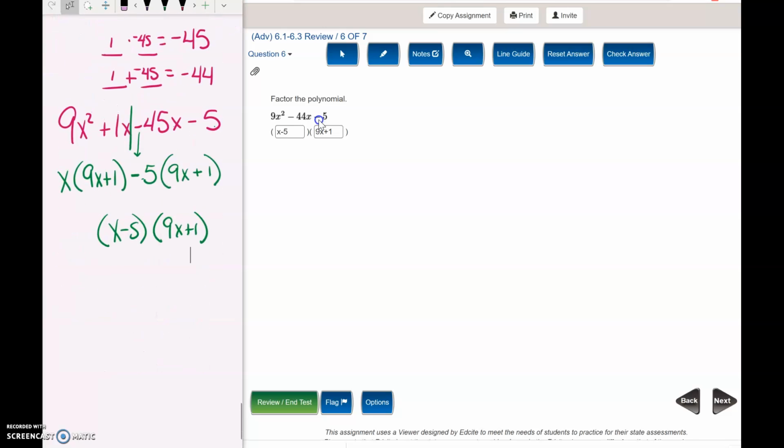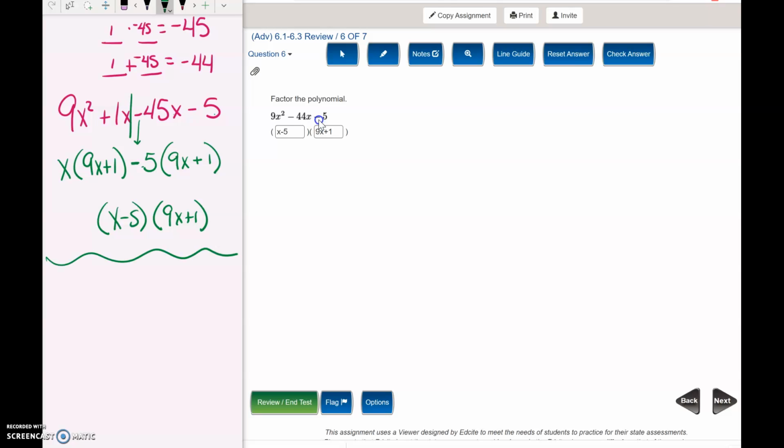Now, if I had decided not to do factor by grouping, but guess and check. Okay, because my numbers are 1 and -45, that 1 tells me that this is going to be 9x and 1x. 9x times something is not going to give me 1x, it's going to give me -45x, so that needs to be a -5, because 9 times -5 is -45. X times something has to give me 1x, so that has to be a 1. So my factored form is 9x plus 1, x minus 5.